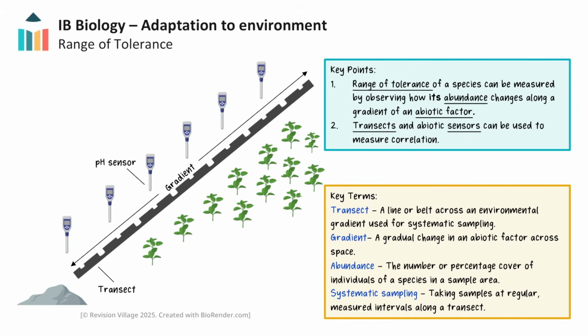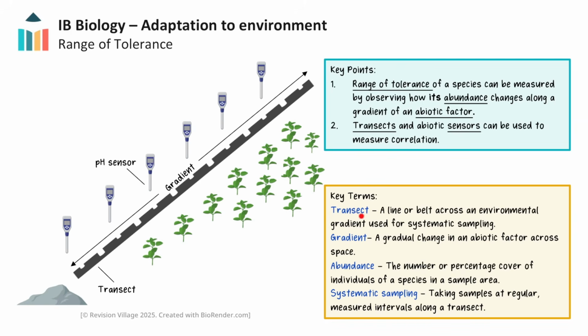Now that we have looked at what range of tolerance is, let's see how environmental gradients and systematic sampling can be used to study how species respond to changing environmental conditions. Let's go through the key terms used in this type of field study.